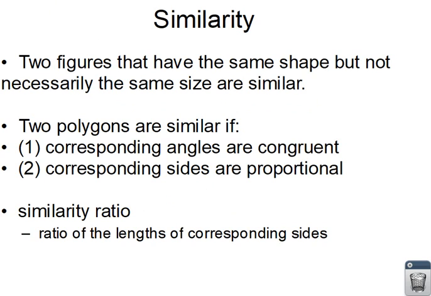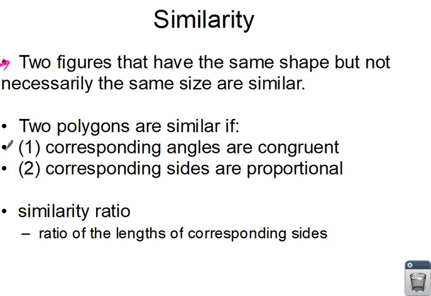Okay? So here's your definition right here: two figures that have the same shape but not necessarily the same size. So if they're congruent, they have the same size. But if they're similar, they just look the same, but they're not the same size. Picture Mini Me from Dr. Evil. Mini Me is similar to Dr. Evil, but they're not the same thing. They're not congruent. That's what similar is.